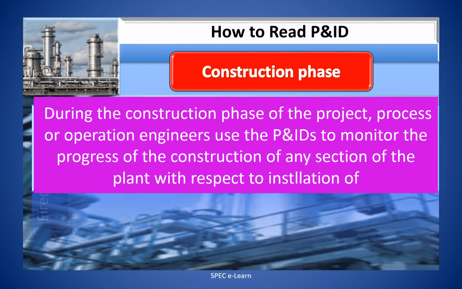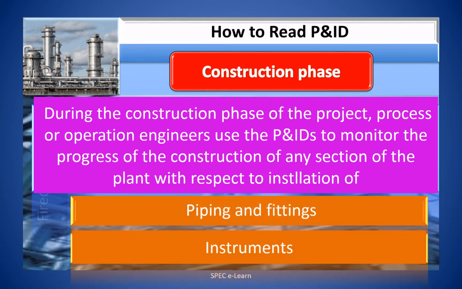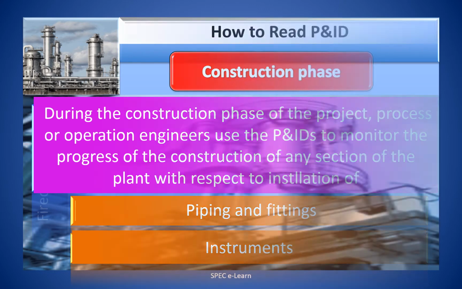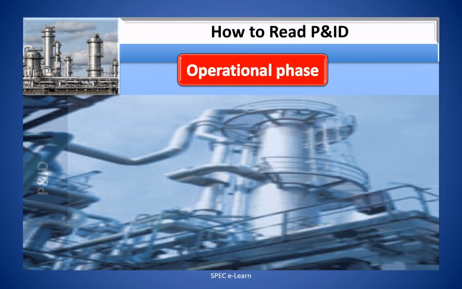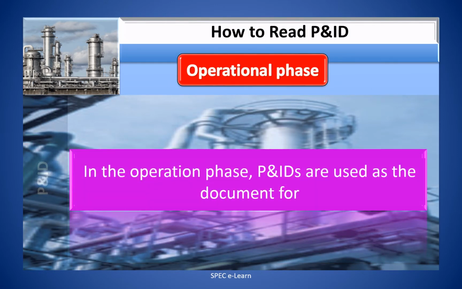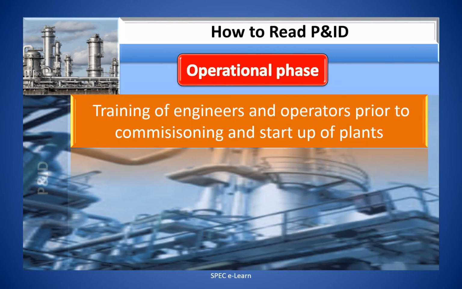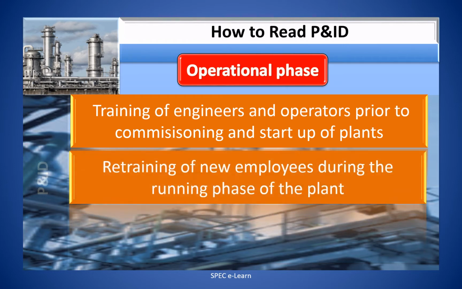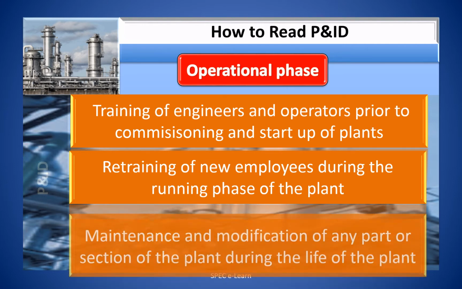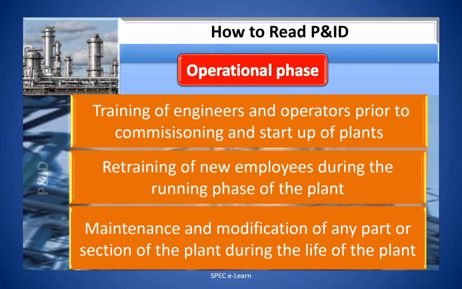During the construction phase of the project, process and operation engineers use the P&ID to monitor the progress of construction of any section of the plant with respect to installation of piping and fittings and instruments. In the operation phase, P&IDs are used as a document for training of engineers and operators prior to commissioning and startup of the plants, retraining of new employees during the running phase of the plant, maintenance and modification of any part or section of the plant during the life of the plant.